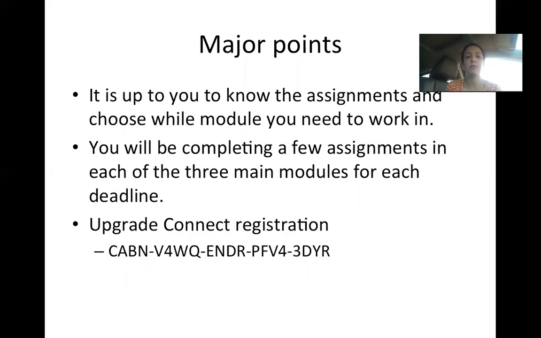So major points from this video: it's up to you to know the assignments from which module are due and to choose the module you need to work in based on the pacing guide. And this is a life skill that you guys need to know when you're working on a job and you have a project. You need to be able to say, here's my end goal, and I need to do this thing here and this thing here and this thing here to reach this goal. So I'm excited about giving up a little bit of freedom in the class to let you guys work on that skill. You'll be completing a few assignments in each of the 3 main modules for each deadline.